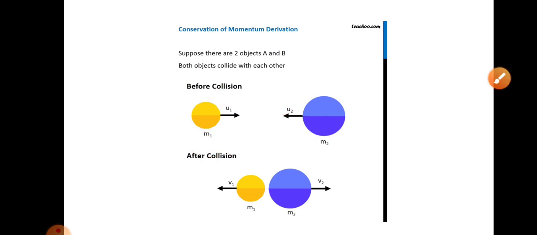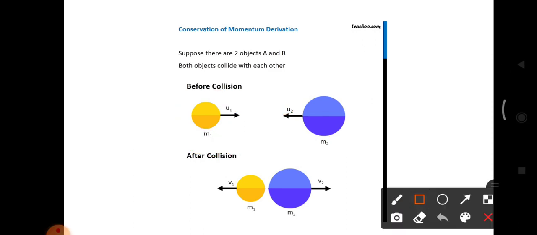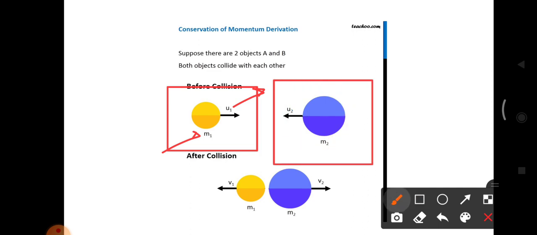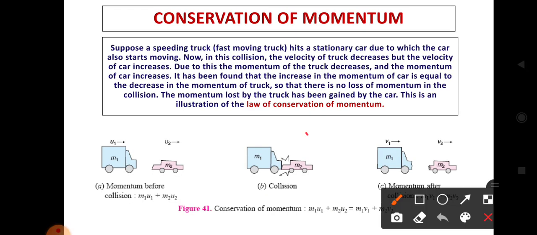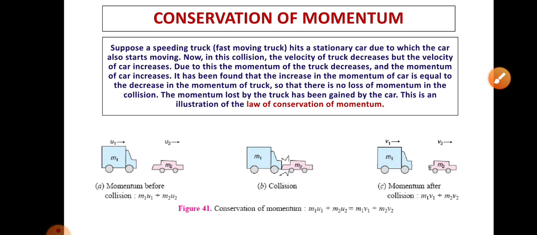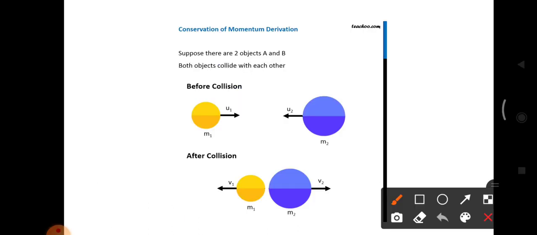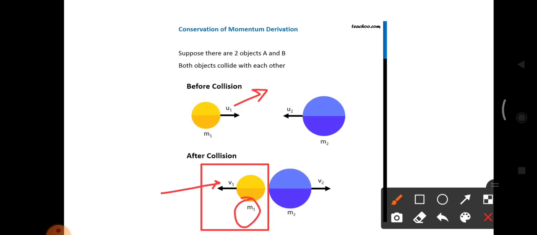So before collision, this object has mass m1 and velocity u1, and this object has mass m2 and velocity u2. This is a collision. After collision, the velocity is changed. Here v1, here u1. But the mass does not change. In object 2, the mass is m2, the velocity before collision is u2, and after collision v2.